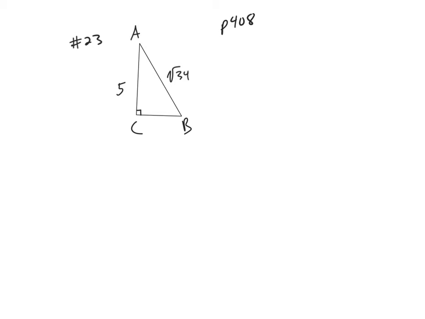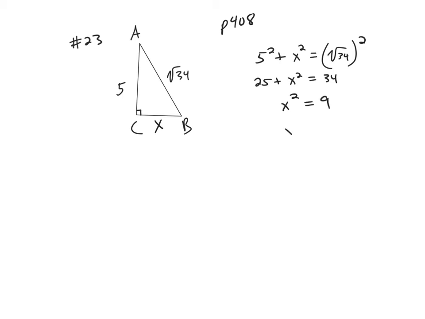All right, here's number 23 on page 408. And it says to give the 6 trig ratios for each acute angle. So in my triangle, I don't know this value, so I'm going to use the Pythagorean Theorem, which says leg squared plus leg squared equals hypotenuse squared. So that gives me 25 plus x squared equals 34. So x squared equals 9, which means x is 3.